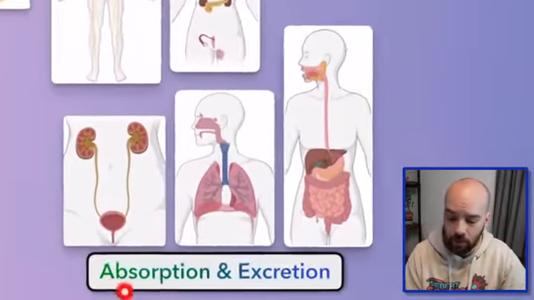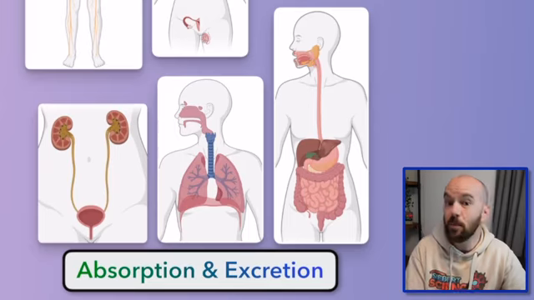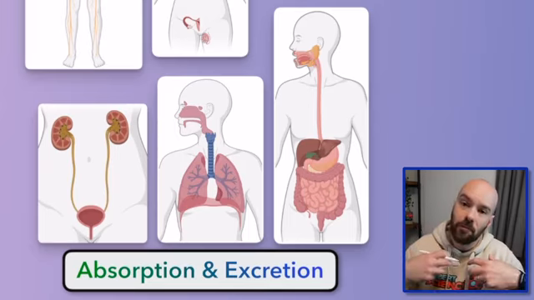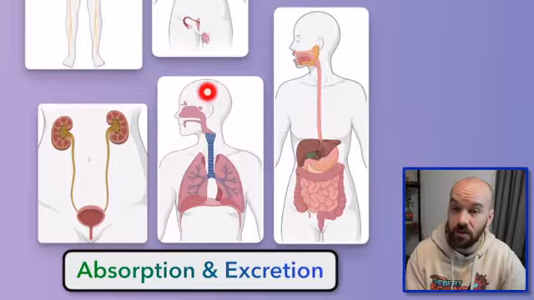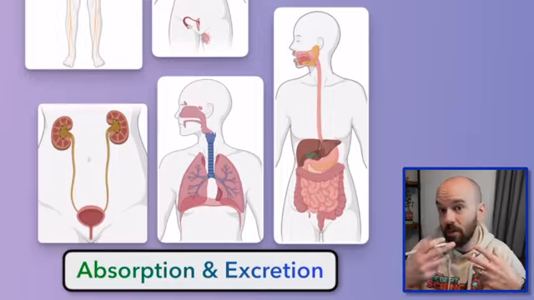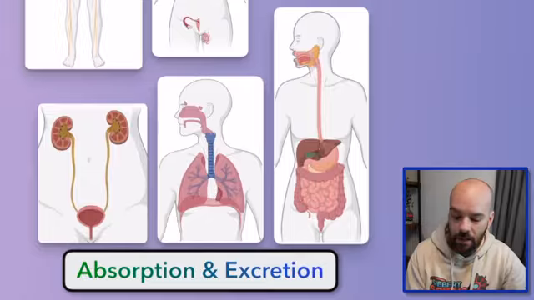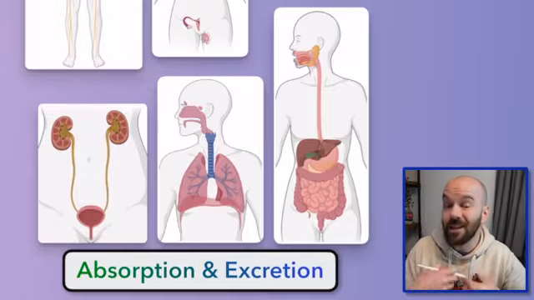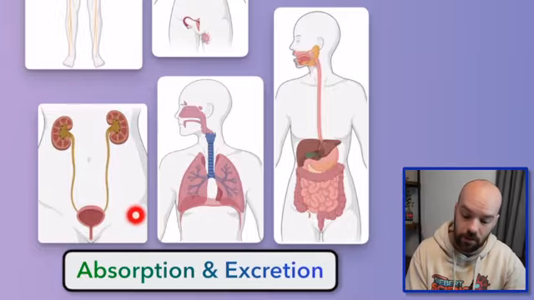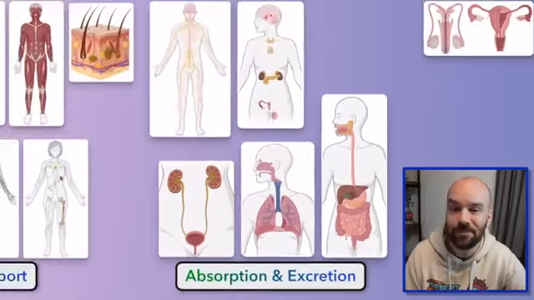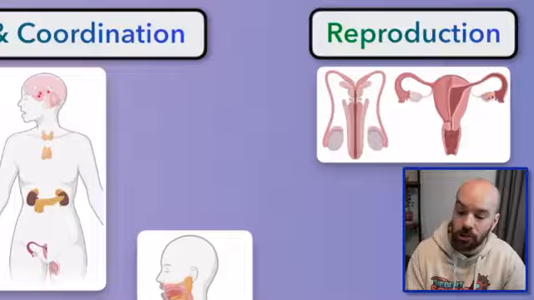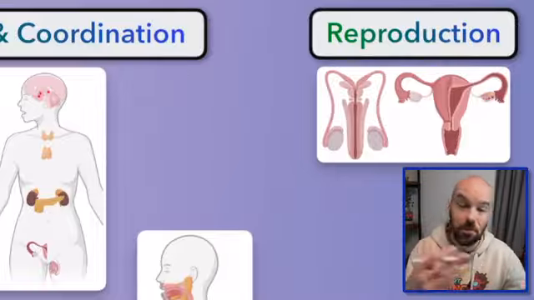And then finally, we'll look at absorption and excretion. So this is going to be bringing things into the body and then removing things out of the body. So the digestive system and the respiratory system, those will be bringing things into the body when we breathe in or when we eat food or drink. And then we'll have all three of these systems really getting rid of stuff from the body, whether that's urine or carbon dioxide or our bowel movements, right? And then finally, we've got reproduction, and that's going to be, of course, to produce new offspring.